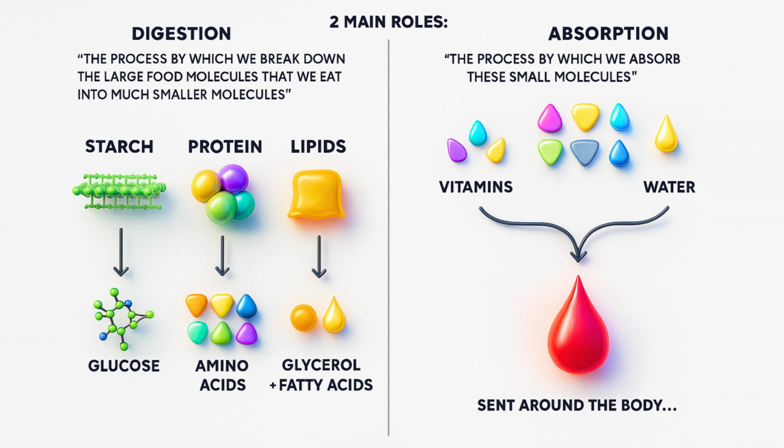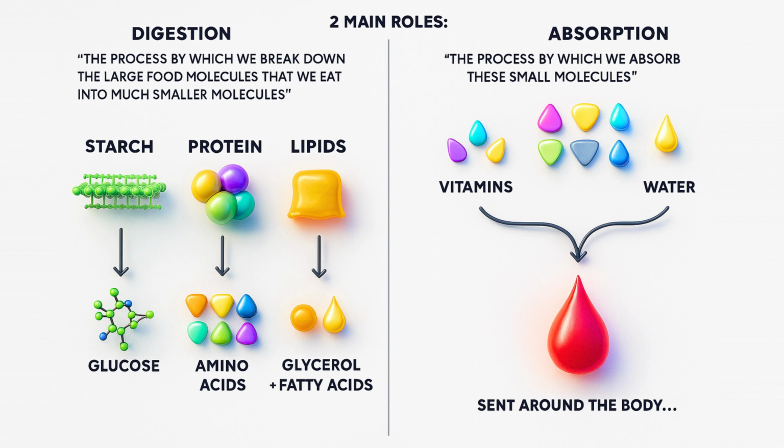Digestion is the process of breaking down the large, complex molecules found in the food we eat into smaller, simpler molecules. For instance, carbohydrates such as starch are broken down into glucose. Proteins are broken down into amino acids, and lipids, which include both fats and oils, are broken down into glycerol and fatty acids. These smaller molecules are necessary because only they are small enough to pass through the walls of the digestive tract and enter the bloodstream.